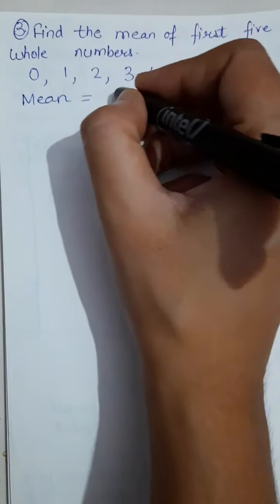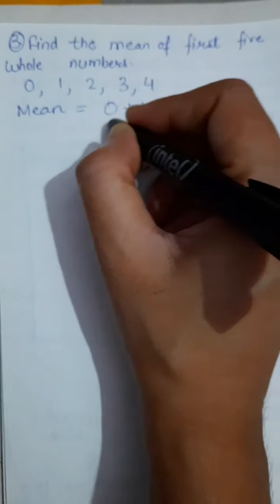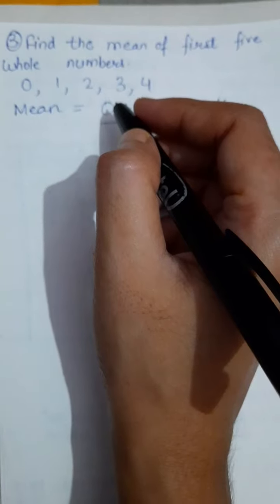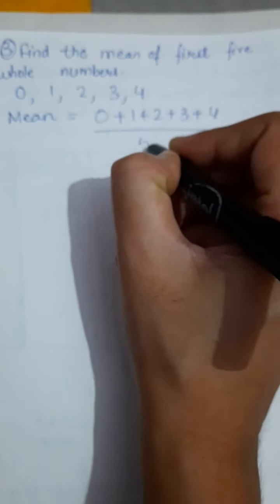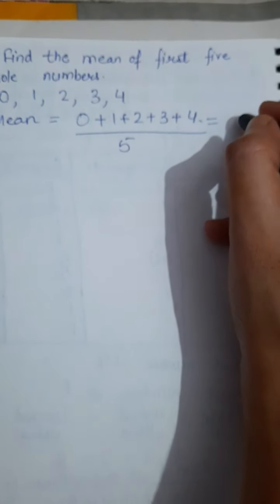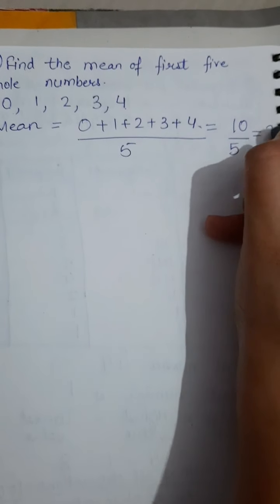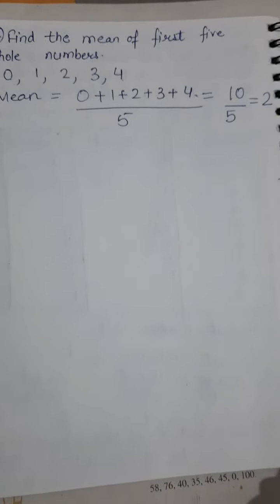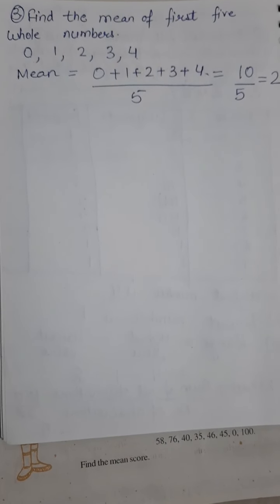So first we will find the sum of these numbers. We will add all these and divide by the number of observations. How many observations are there? 1, 2, 3, 4, 5. So we will divide by 5. If we add all these numbers, we get 10 upon 5. If we divide, we get the answer 2. So 2 is the mean for this data. You can note down this also.